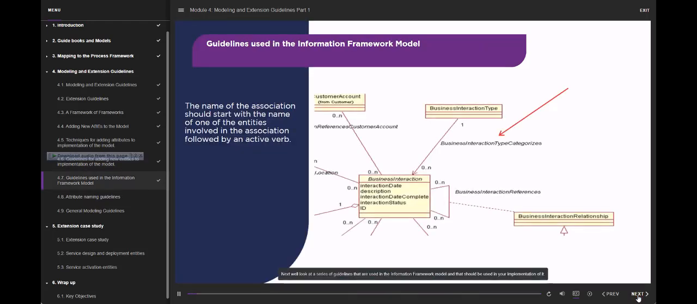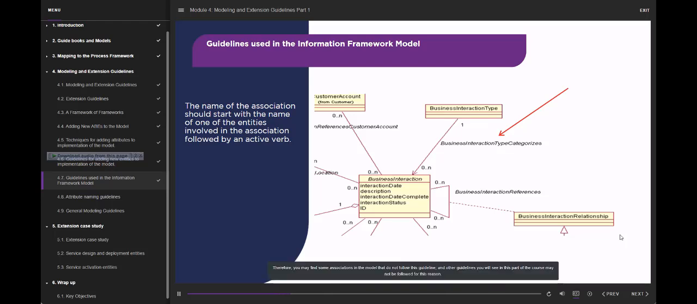Next, we'll look at a series of guidelines that are used in the information framework model and that should be used in your implementation of it. Association should follow the naming guideline shown here. The name of the association should start with the name of one of the entities involved in the association, followed by an active verb. These guidelines were created during the third release of the information framework.